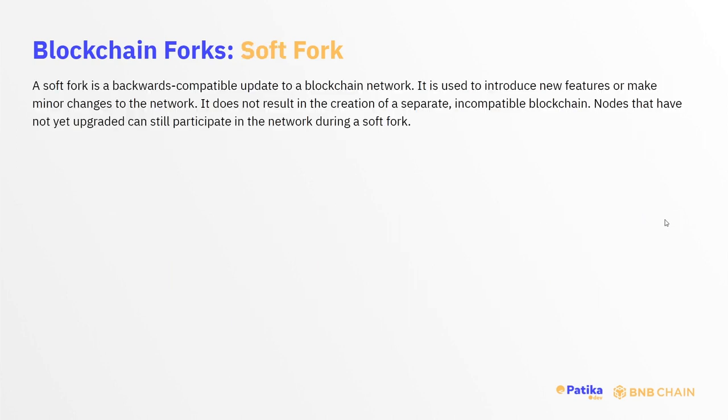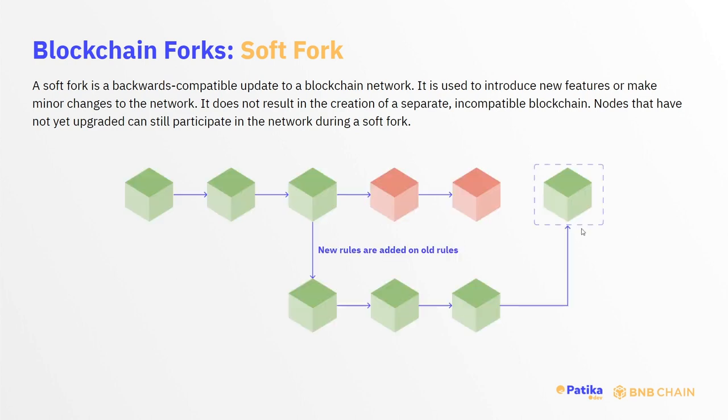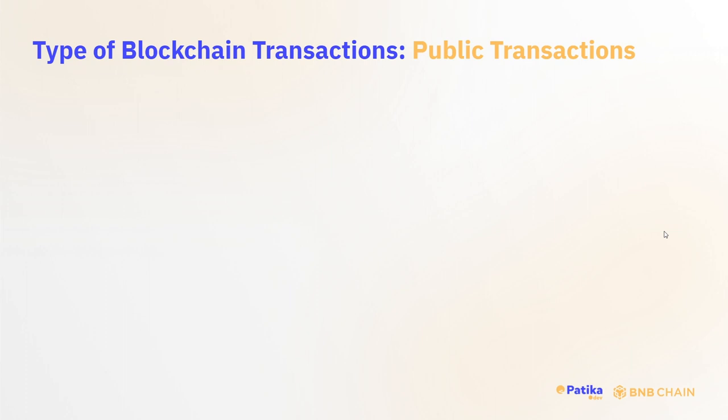Soft fork. A soft fork is a backwards compatible update to a blockchain network. It is used to introduce new features or make minor changes to the network. It does not result in the creation of a separate incompatible blockchain. Nodes that have not yet upgraded can still participate in the network during a soft fork. Here, there can be new rules added on old rules, and we are basically going backward and doing it on this blockchain. All right.